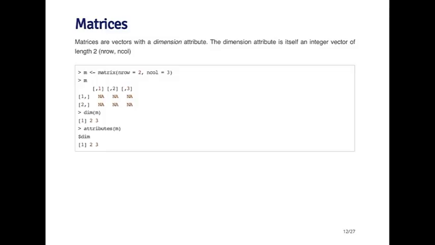If I call the dim function on M, it'll give me the dimension attribute, which in this case says there are 2 rows and 3 columns, because the first number is the number of rows, and the second number is the number of columns. If I call the attributes function on M, you'll see it returns a list where the first element is the dim element, and it has the vector 2, 3. So these are all aspects of a matrix, which is a vector that has a dimension attribute to it.